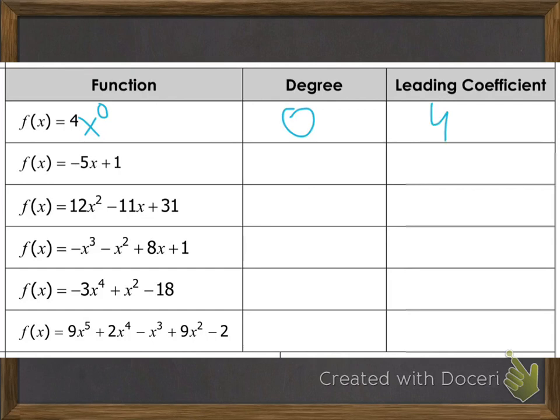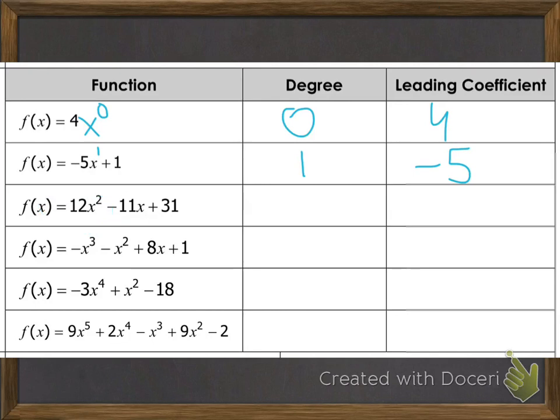So now look at the next one. f of x is equal to negative 5x plus 1. Its highest degree has to be 1, since there is an implied 1 after that x. Its leading coefficient is going to be negative 5. So in case you haven't figured it out, the way you determine the leading coefficient is the number that's in front of the highest degree exponent.